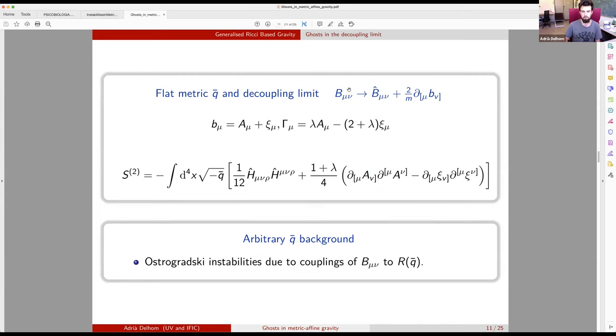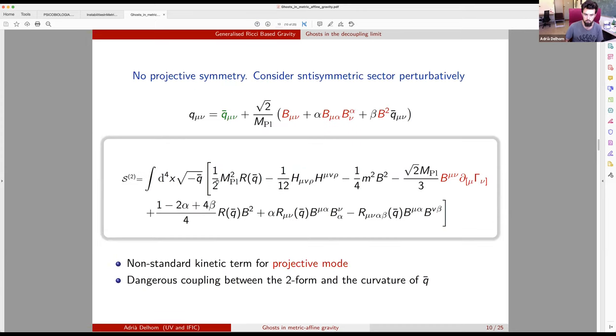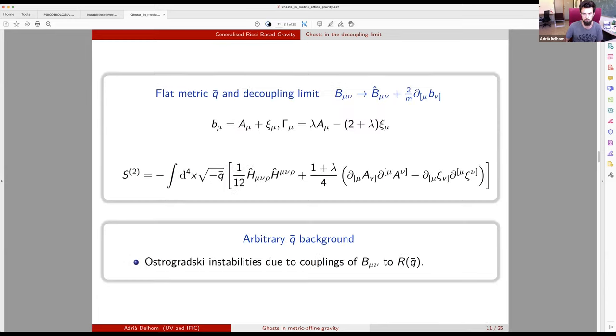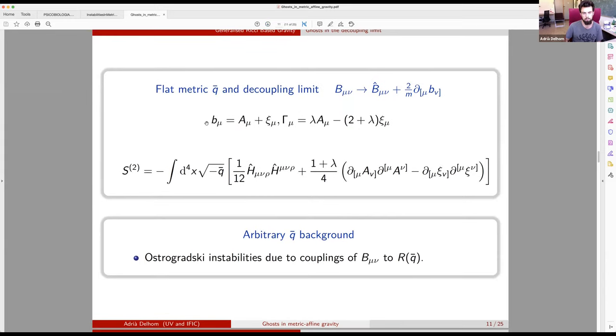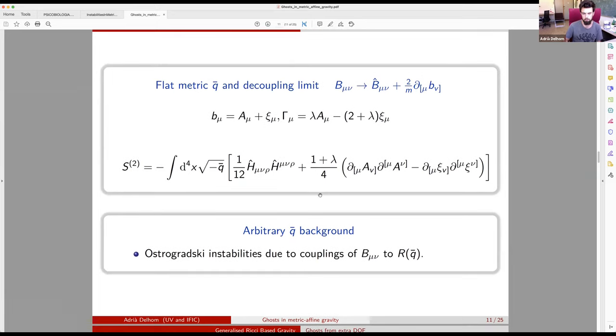So to start with, let us go to a flat limit where Q is just the Minkowski metric and take the decoupling limit for the two-form field so that we recover the gauge invariance and encode this longitudinal mode into this B field, okay? So by diagonalizing, we plug this here and then we can diagonalize the action in terms of the projective mode and this third mode of the two-form. And we can see what the relevant sector of the action looks like. So this would be the kinetic term for the two-form, which is gauge invariant. And then this would be the kinetic term for the B and the third mode of the two-form and the projective mode. After the diagonalization, we can see that one of the kinetic terms always has the wrong sign.